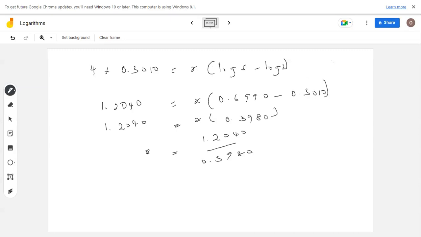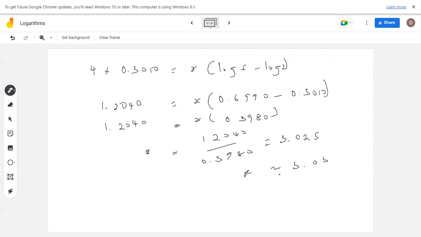We have 1.2040 divided by 0.3980. Let's go to the calculation to see what it's going to give us. So the value is 3.025, which is approximately 3.03. That is the s value.